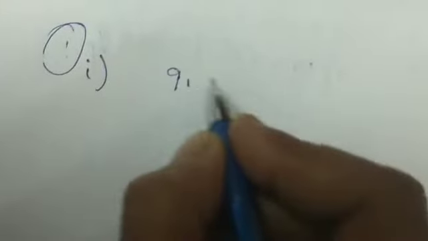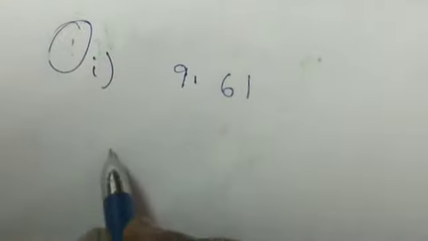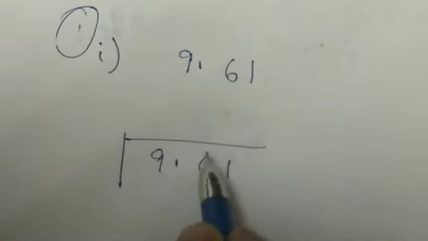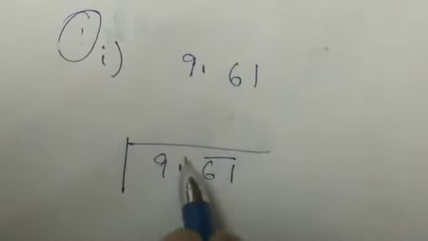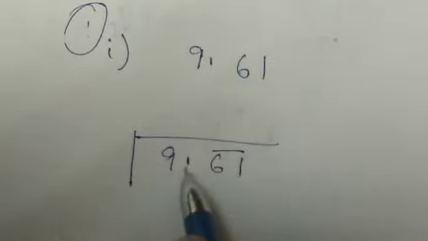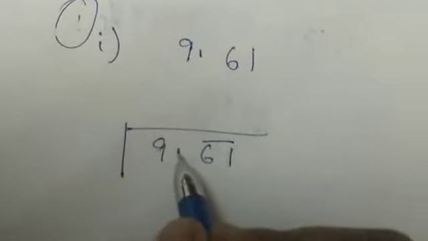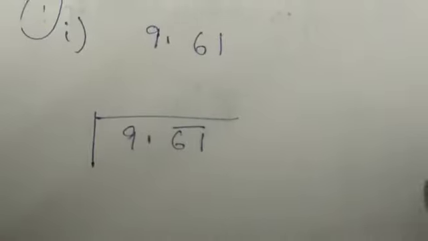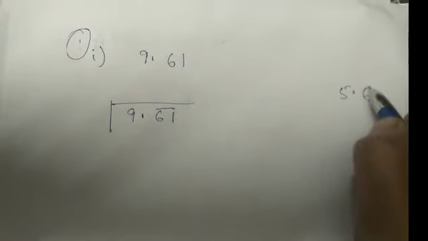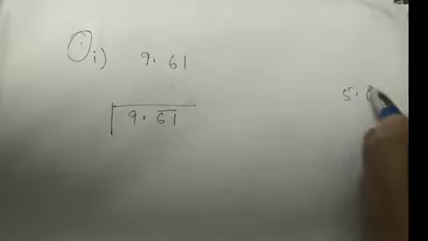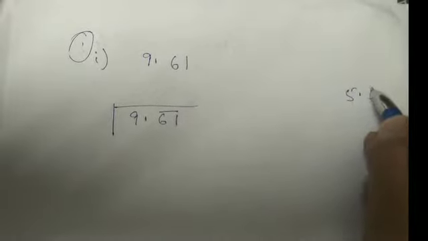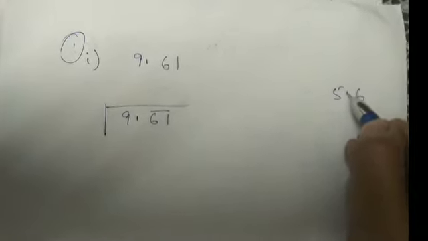There is given 9.61. So what we do? First of all, we need to make pairs from the right hand side. Okay, not from the left hand, from the right hand, so that the decimal doesn't come in between. If somewhere you find a number like 5.6, then what to do? You cannot make the pair of the number like 56 because the decimal will come in the middle, no?